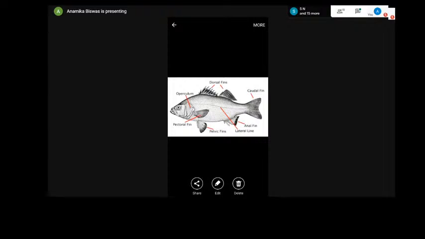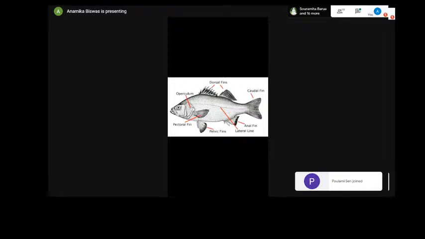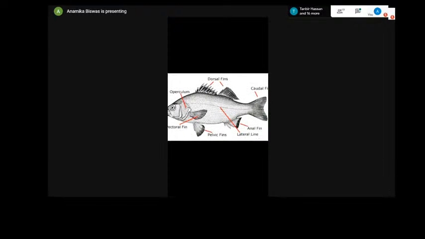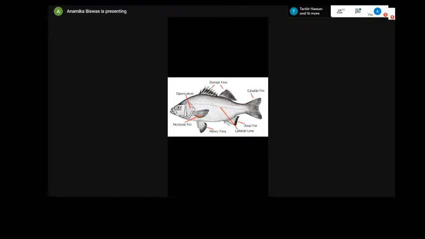Now what are their characters? They are found in marine water as well as in fresh water. They are cold-blooded animals. Their body is streamlined. This character is important. Their body shape is streamlined to facilitate swimming easily through the water. Their streamlined body helps against water resistance, that means to reduce water waves.